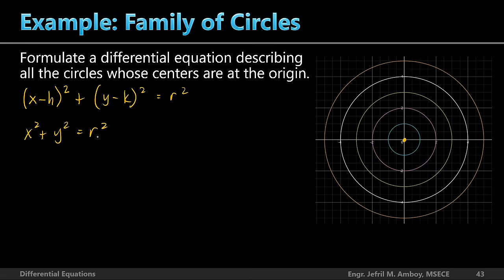So after that, kailangan na natin mag-differentiate para ma-eliminate itong arbitrary constant na r. At dahil isa lang ang ating arbitrary constant, isa lang din tayong beses magdi-differentiate. Okay, of course, when we differentiate, that is with respect to x. So let us now differentiate this entire equation with respect to x. So we have 2x plus the derivative of y squared with respect to x is 2y.